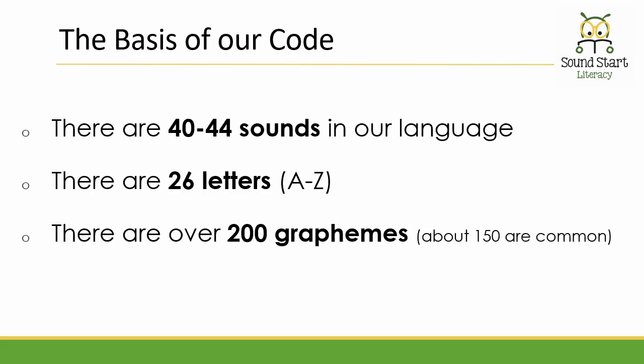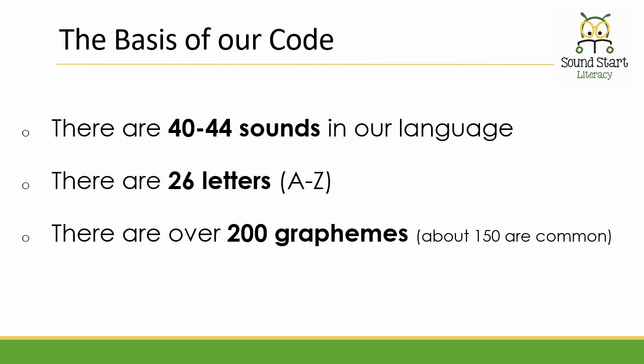The basis of our code begins with oral language. Now, in an alphabetic writing system, we need to be able to take words and segment them into sounds so that we can connect the sounds with the graphemes, which again are those representations of the different sounds. Now, in the English language, we have between 40 and 44 speech sounds, and that's going to depend on dialect.